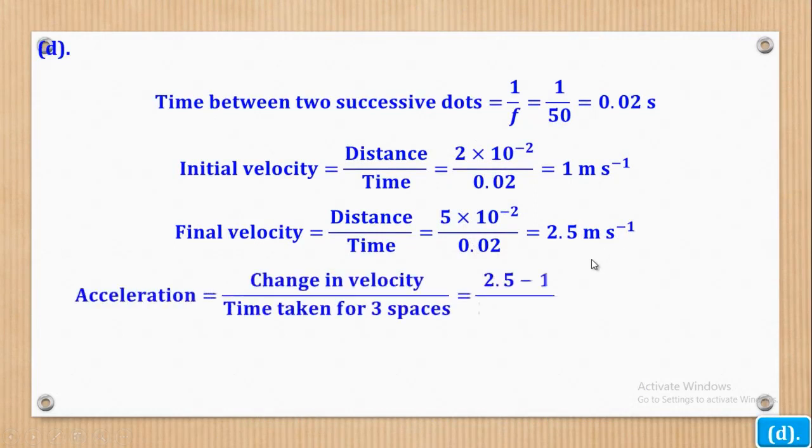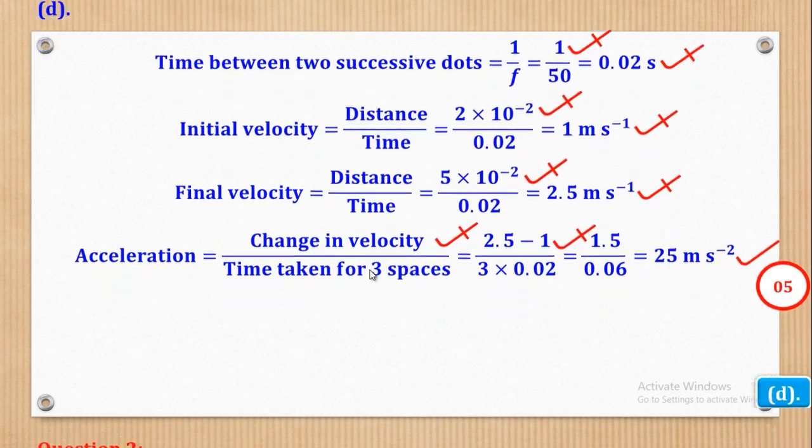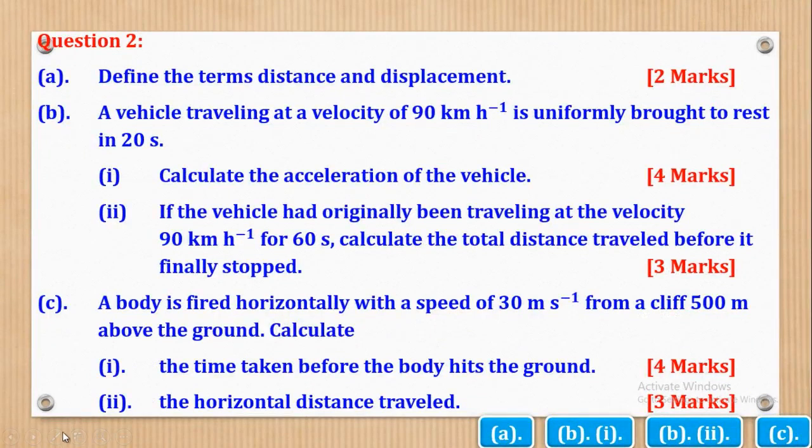Therefore, acceleration will be equal to change in velocity over time for 3 spaces, which is 2.5 minus 1 over 3 multiplied by 0.02 to give you 25 meters per second squared. So that's how the marks will be awarded for this slide. Now we shall go to question 2.